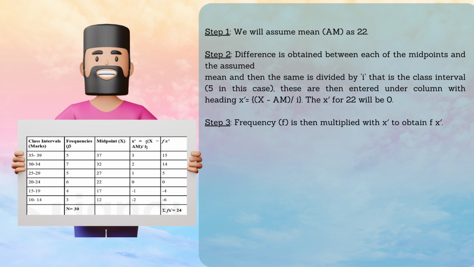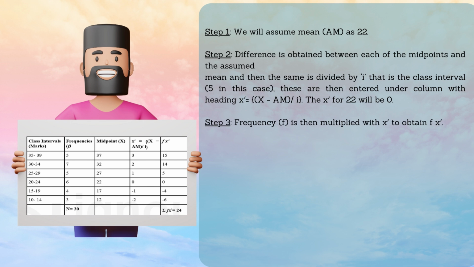All the f x bar values are added to obtain summation f x bar, because this is the main input that we have to use for the calculation of mean with the help of the shortcut formula. As you can see in this table, we have summation f x bar equal to 24. We have added all the scores in such a way that we got 24 for all the class intervals. So, summation f x bar is equal to 24, or sometimes we say x dash.